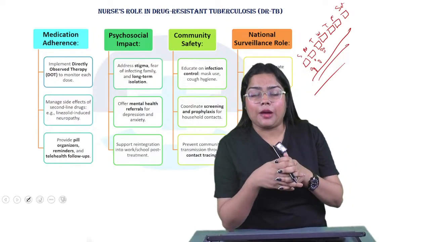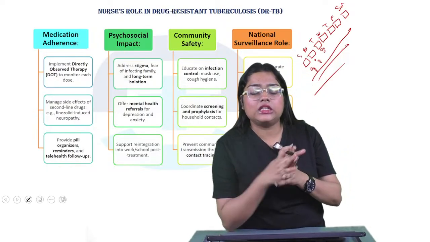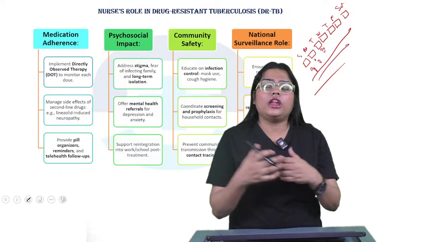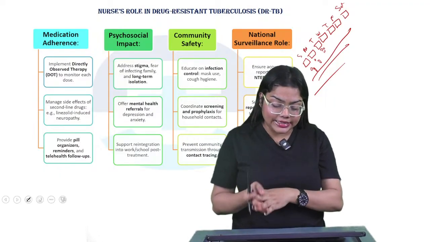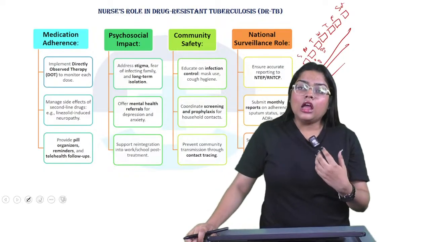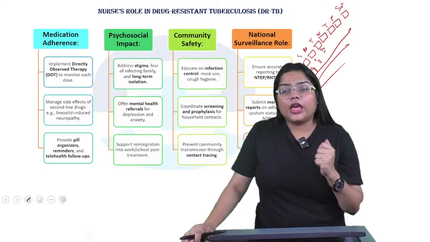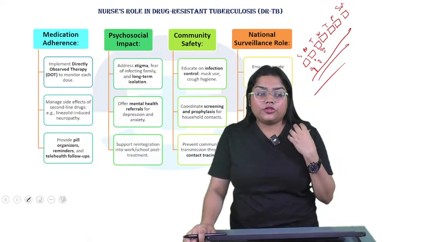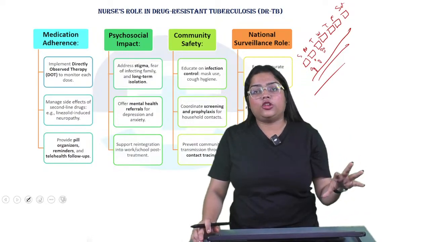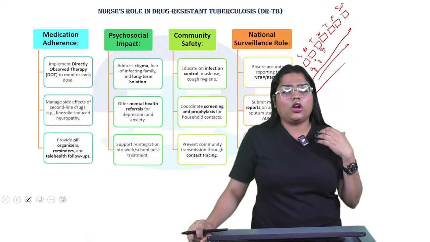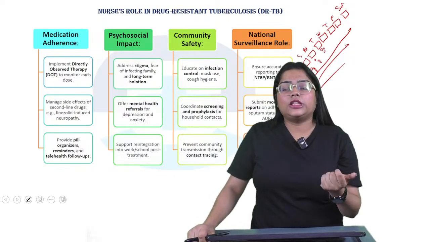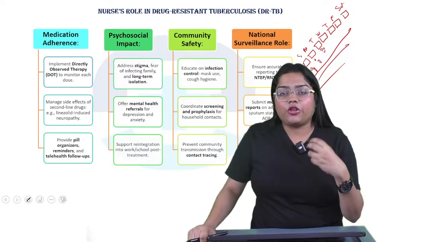Sometimes when a person in the family gets infected by tuberculosis, the family members will not accept the person. They will completely isolate them, they will not touch them, they will not try to mingle with them, and they will completely avoid the person.